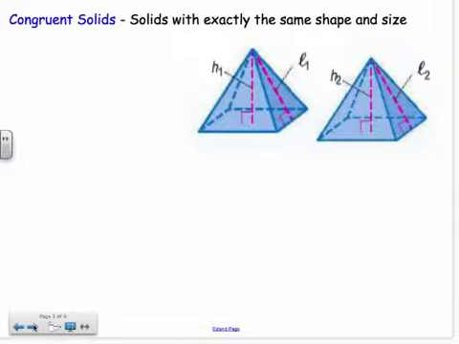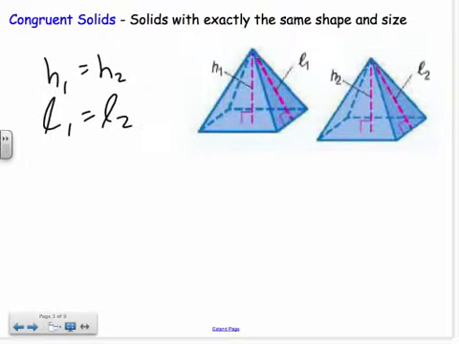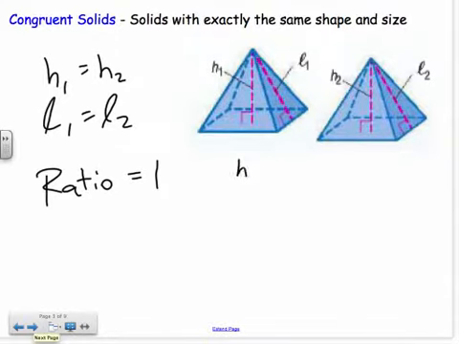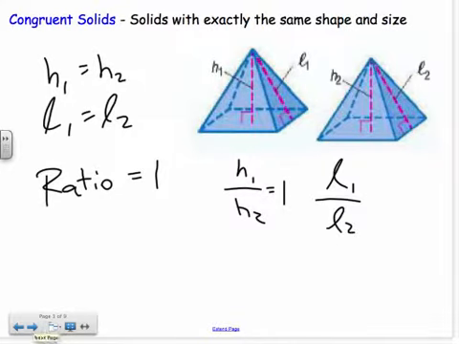Well, congruent solids are just straightforward. Basically, they have to have the exact same side lengths. So the height of the first pyramid has to equal the height of the second pyramid. Same thing with the length of the first equaling the length of the second. And it has to work for every single side. Or we could say that the ratio of corresponding sides has to equal 1. So h sub 1 over h sub 2 has to be 1. Same thing with slant length 1 over slant length 2, it's got to equal 1.